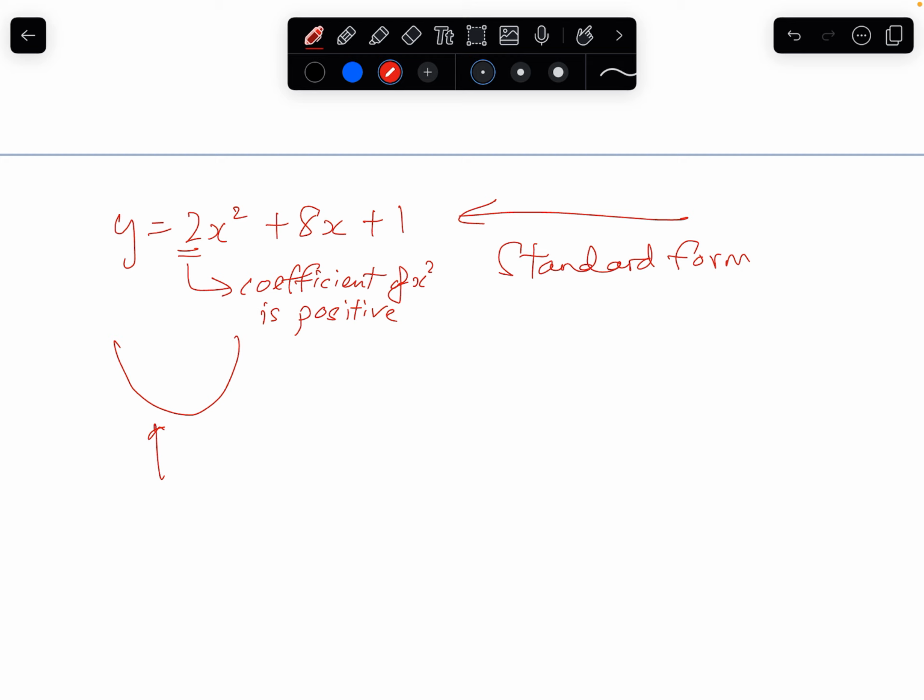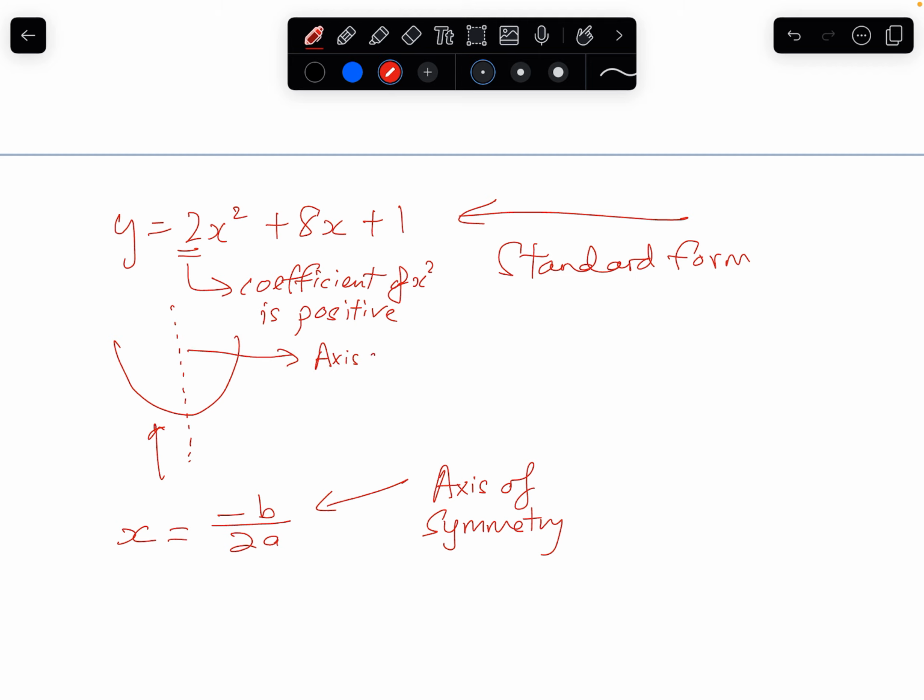We do know that earlier, when I created the line of symmetry, the equation that was given to us was x equal to minus b over 2a. This line is what we call the axis of symmetry, which is basically the line that cuts right through the middle of the graph.